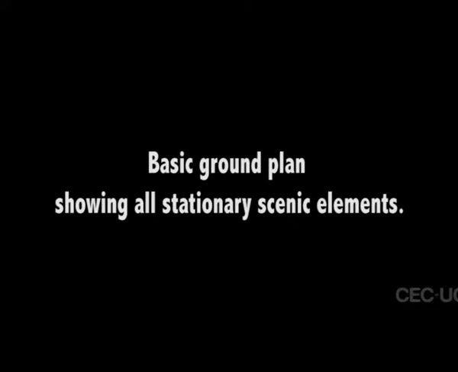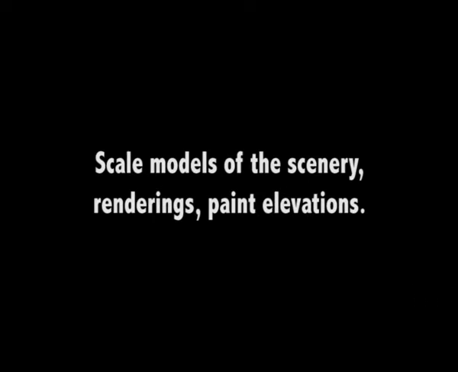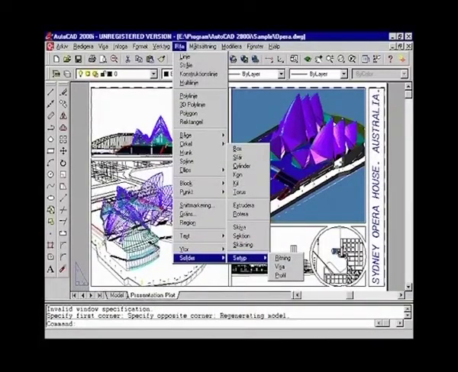Basic ground plan showing all stationary scenic elements, composite ground plan showing all moving scenic elements, indicating both their onstage and storage positions, all technical drawings comprising of front elevations or sections of units as required, scale models of the scenery, renderings, paint elevations. There are several software available for recreating a more technical and scaled drawing from a sketch, where all the above can be easily created. For example, AutoCAD.